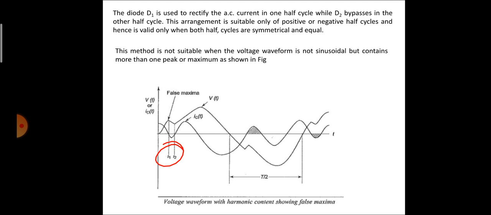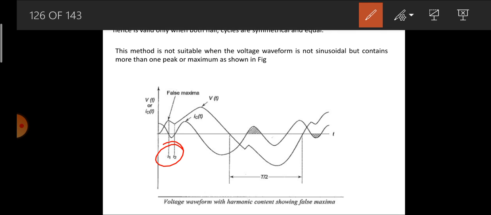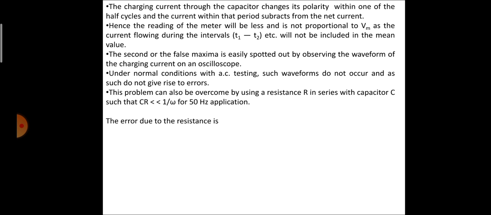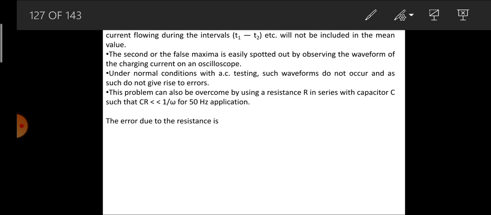Now we were talking about the first false maxima. The next false maxima is easily spotted by observing the waveform of the charging current on an oscilloscope. Under normal conditions with AC testing, such waveforms do not occur.